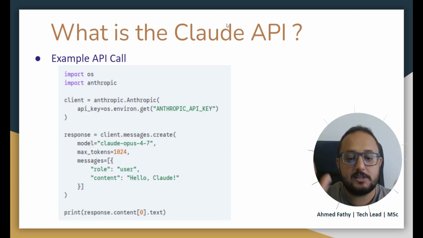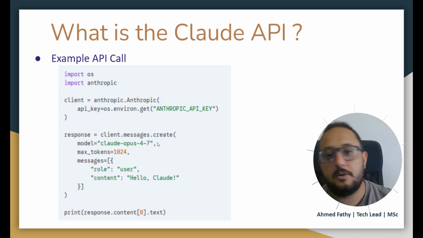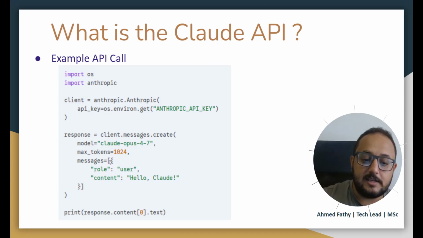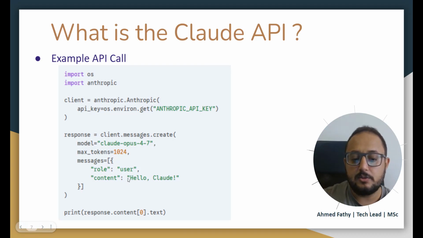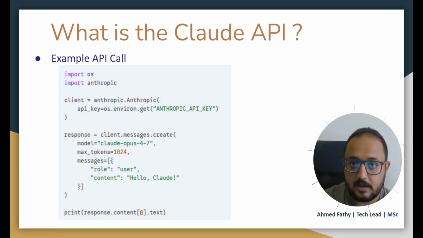So this is the Claude Messages API. And then you create a message. You choose your model like Claude Opus 4.7 or 4.8 or Fable or Mythos or whatever. And then you send a message. And this is the content of the message, hello Claude. And then you receive a response as a variable. And then you can just print that response. So there's no chatting interface, okay?